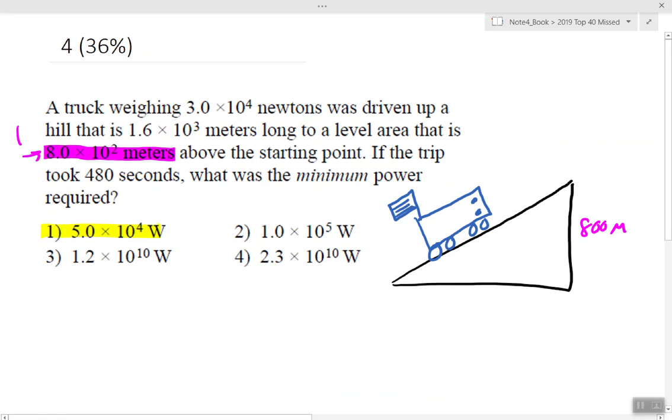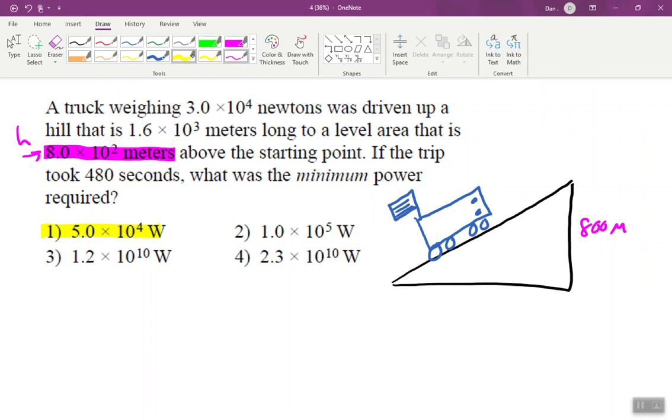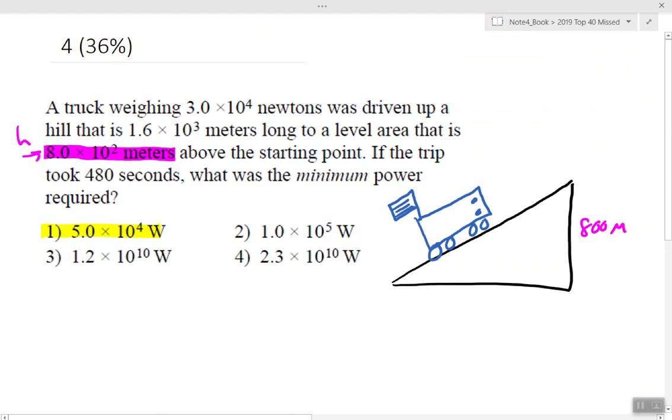This is the height that the truck goes up. That matters a lot. Versus this, the length of the hill actually doesn't matter at all in this scenario. This, the weight of the truck, is going to be important.